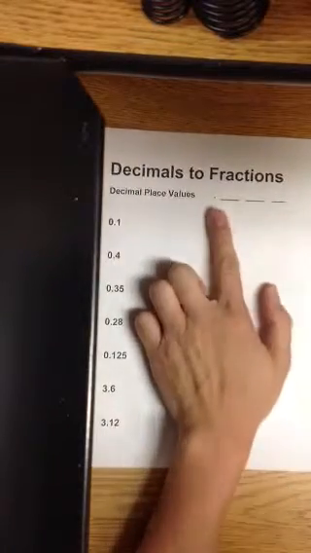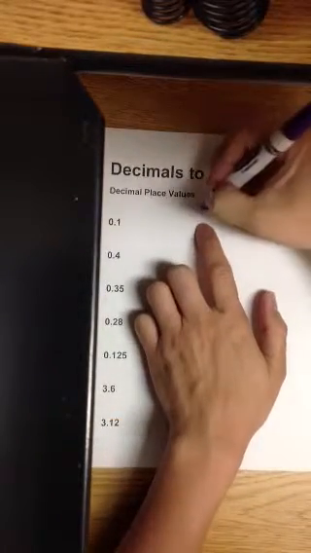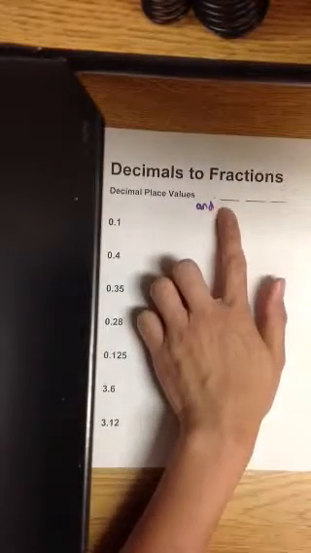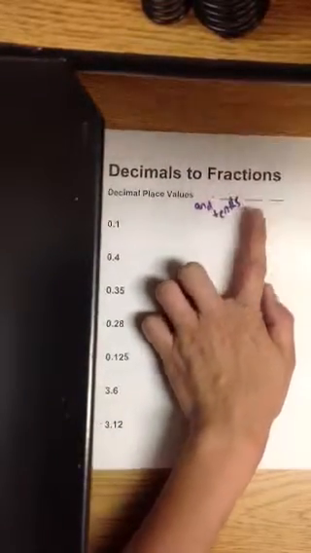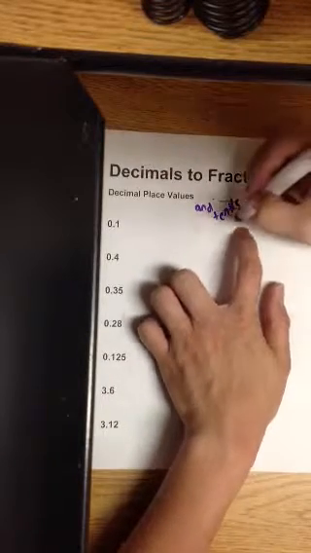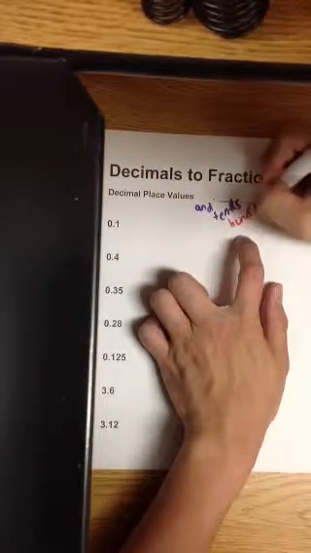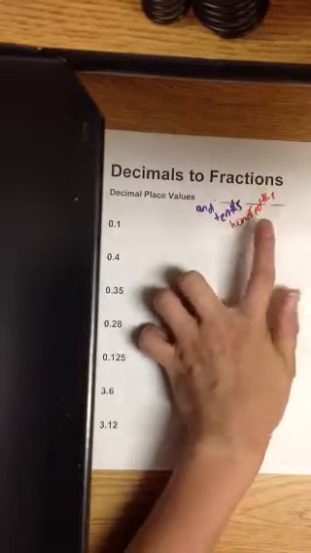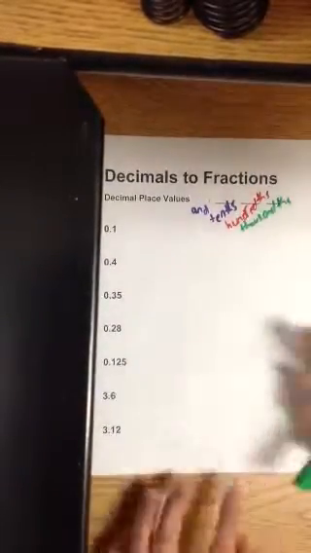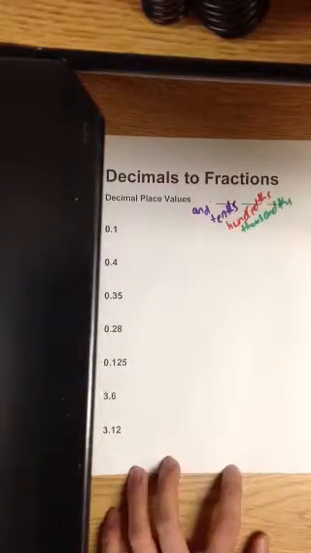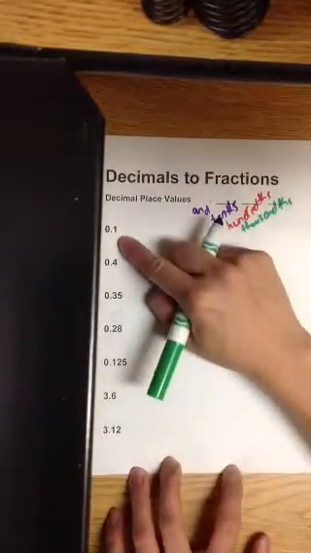So, this is a decimal point. Another word for it is "and." To the right of the decimal point is called tenths. To the right of that decimal place is called hundredths. And to the right of that is called thousandths.